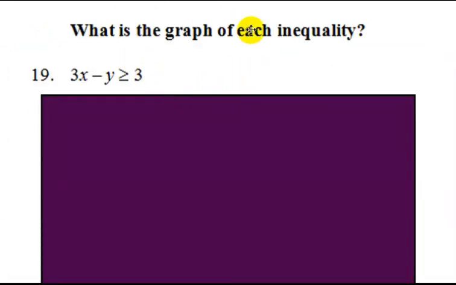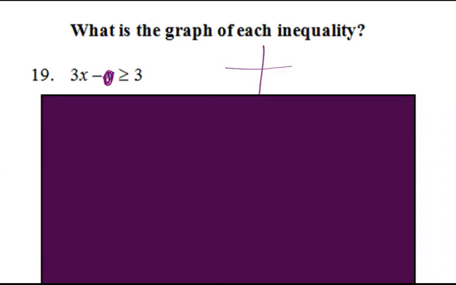Number 19 says, what's the graph of each inequality? So now we have 3x minus y is greater than or equal to 3. So what we need to do first is realize this is in standard form, and all I have to do is get my x and y intercepts, right? So if I turn y to 0, I get 3x is greater than or equal to 3. Divide both sides by 3, and you get that x is greater than or equal to 1.